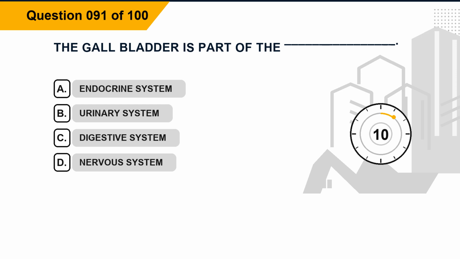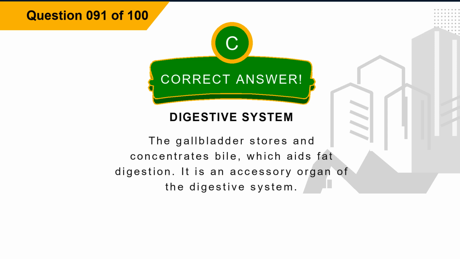Question 91. The gallbladder is part of the blank. Option A, endocrine system. Option B, urinary system. Option C, digestive system. Option D, nervous system. The correct answer is option C, digestive system.